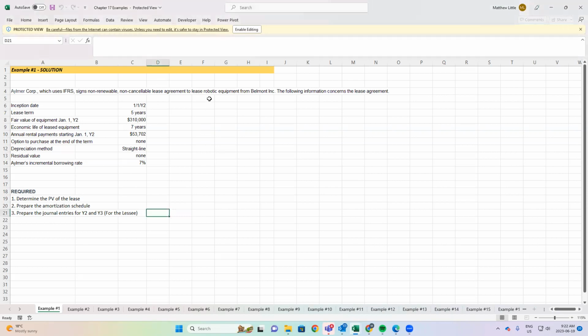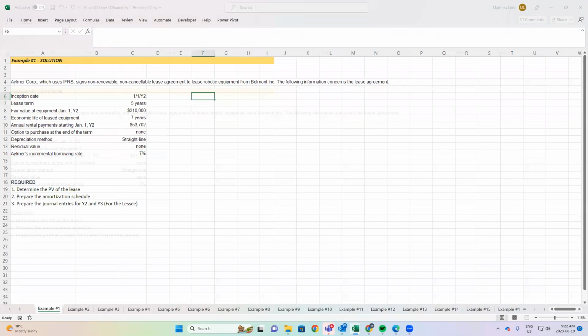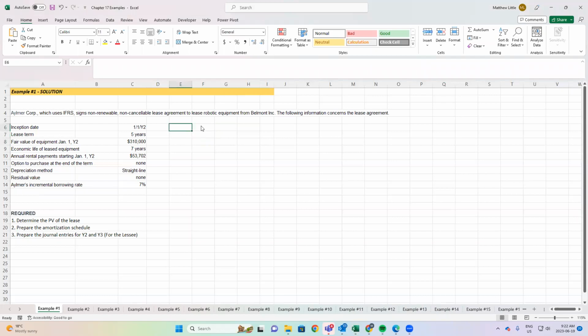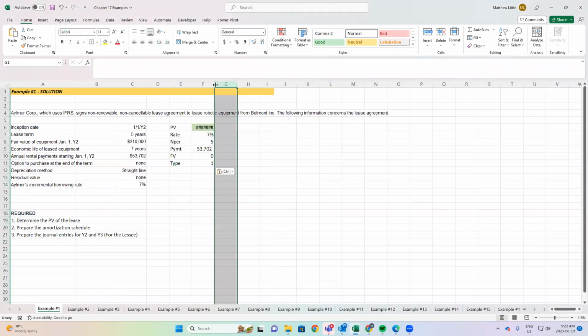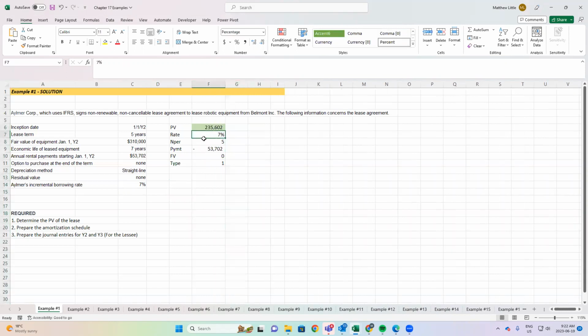Okay, so we pull up our present value components. I need to enable editing. Here we go. We'll pull up our present value components, and I'll just walk you through this. So we have a 7% rate. Okay, so we'll connect that to our 7% rate. Number of years, it's the 5-year lease term.